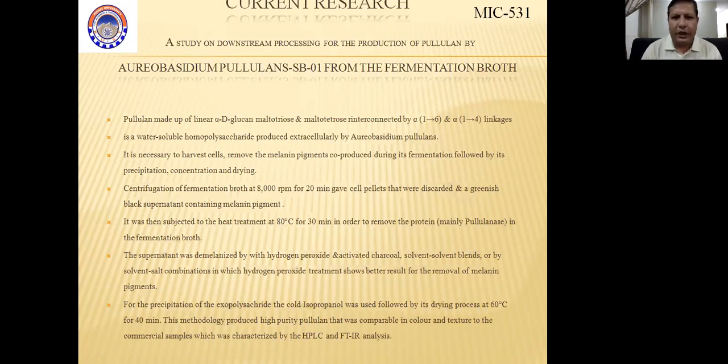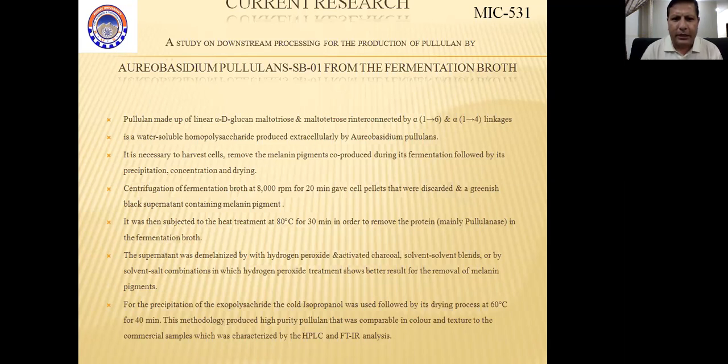Centrifugation of the fermentation broth at 8,000 rpm for 20 minutes gives cell pellets that were discarded and a greenish black supernatant containing melanin pigment. So for this, we take the broth and centrifuge it at this speed for 20 minutes. The cells are discarded, leaving a greenish black supernatant containing melanin pigment.